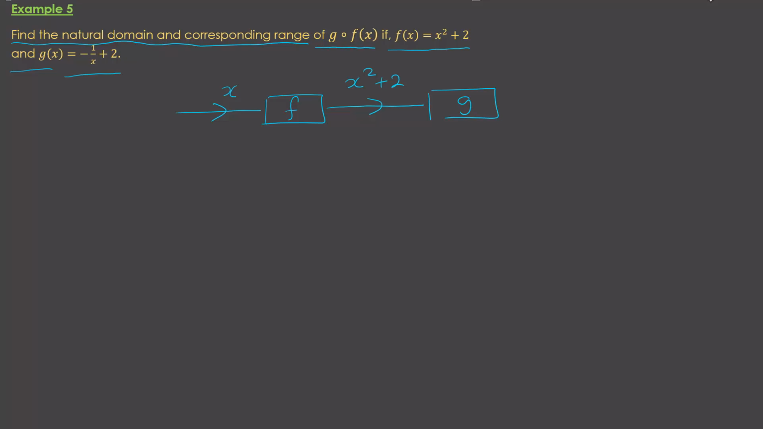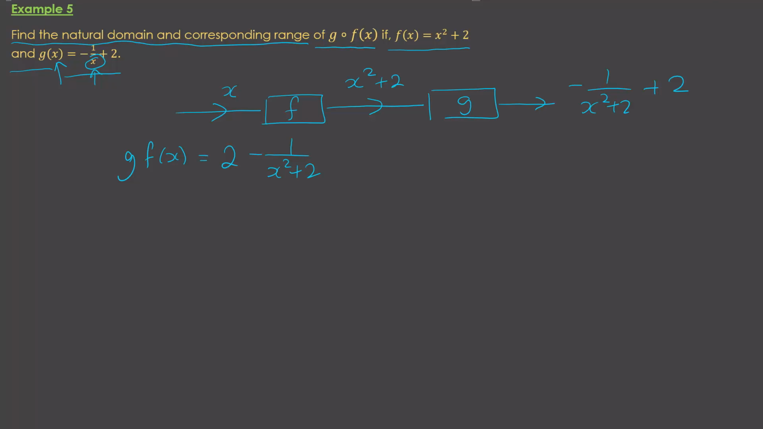That's then going to go into g, so the output will be negative 1 over x squared plus 2. Remember, g of x is negative 1 over x plus 2, so whatever goes in ends up on the bottom of that fraction, plus 2. And we might decide to write that as g of f of x is equal to 2 take away 1 over x squared plus 2.